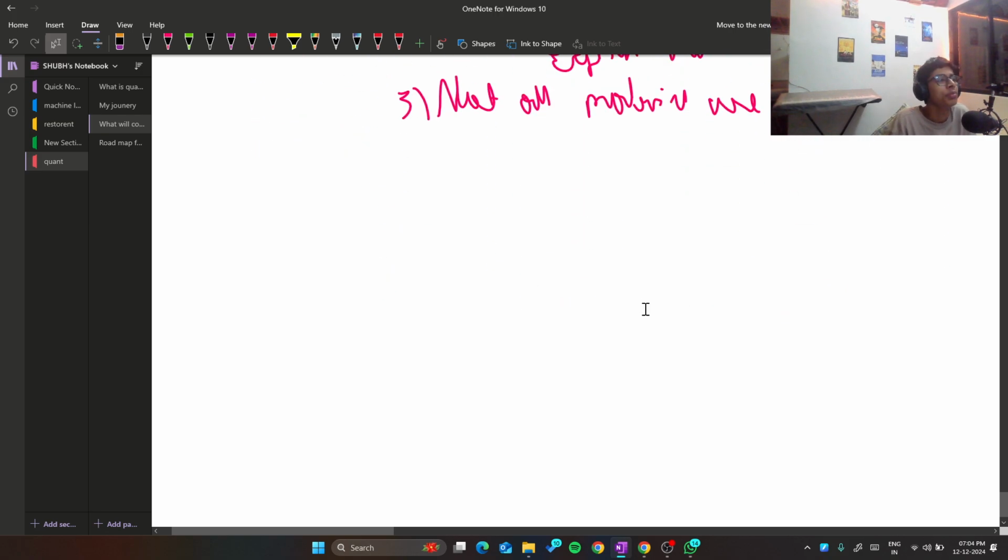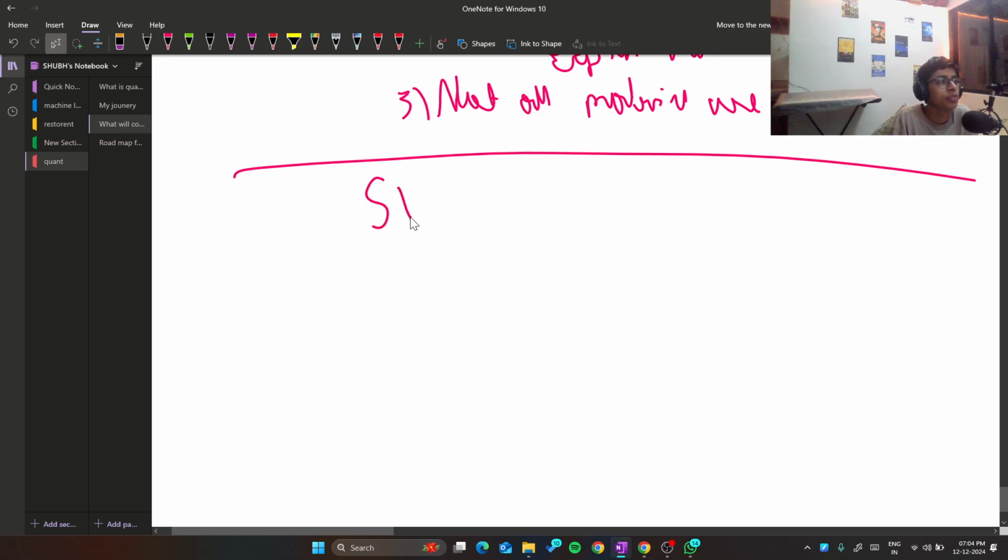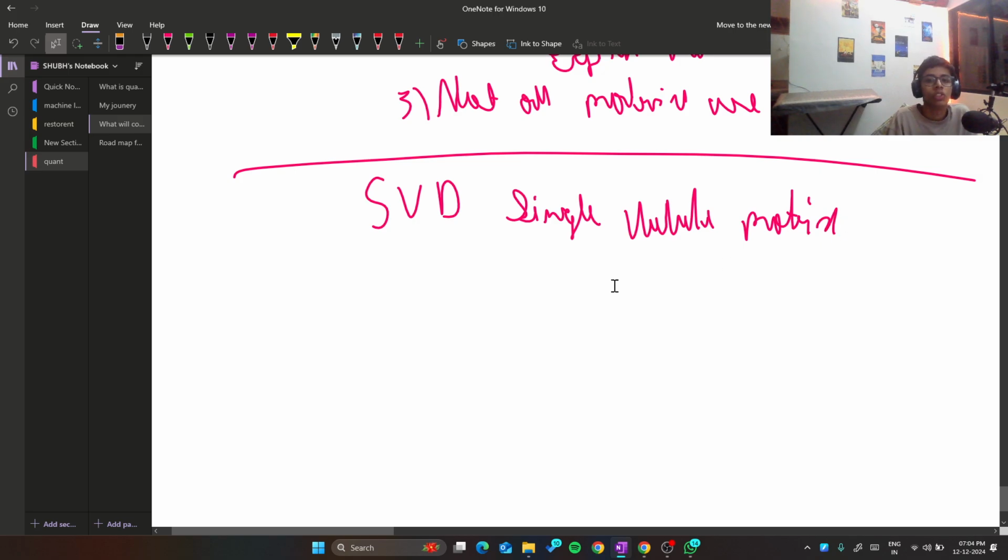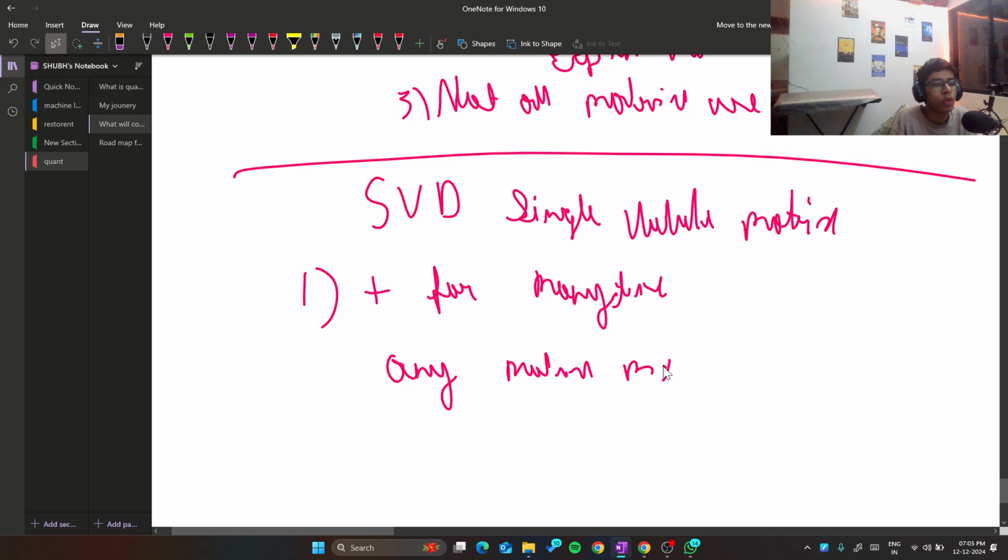To overcome this limitation, we have another method called SVD, singular value decomposition. It is a very powerful method, not as powerful as eigenvector methods, but still. It does the same thing: it decomposes a linear transformation into intrinsic transformations that we can understand. The plus point is that it has no condition that the matrix should be square. We can have any matrix A with m into n dimensions.